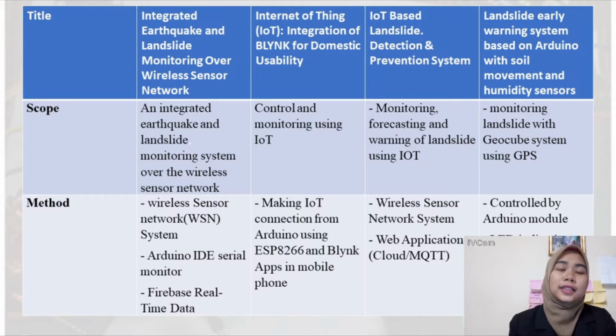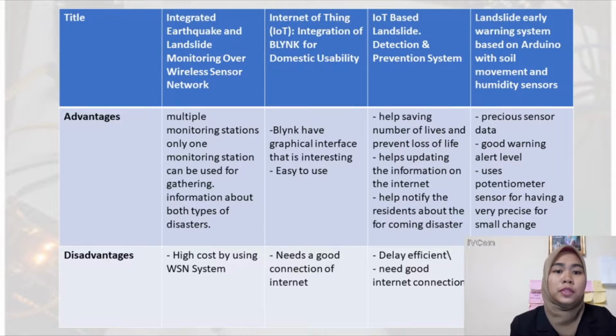Usability. It can be concluded that this project is using IoT to control and monitor domestic usability. The advantage of this project is that it uses Blynk because it has a graphical interface that is interesting and easy to use, while the disadvantage of this project is it needs a good internet connection.